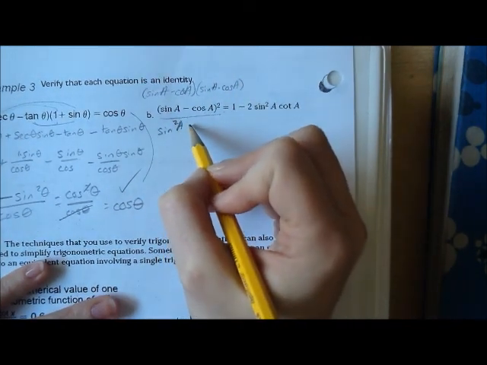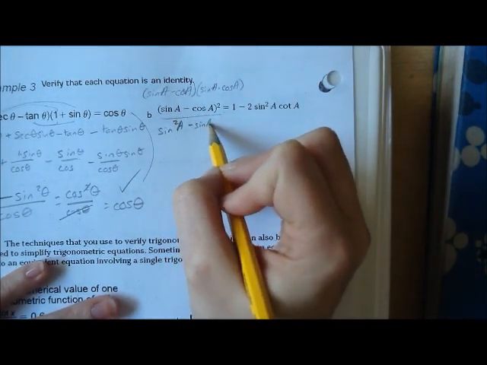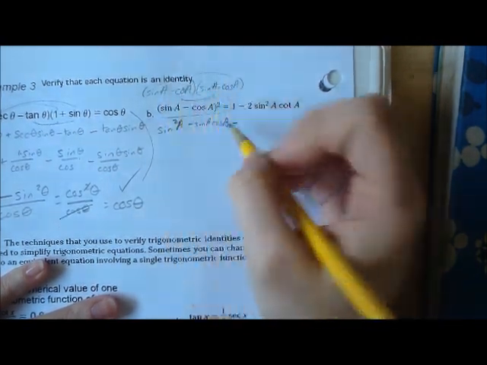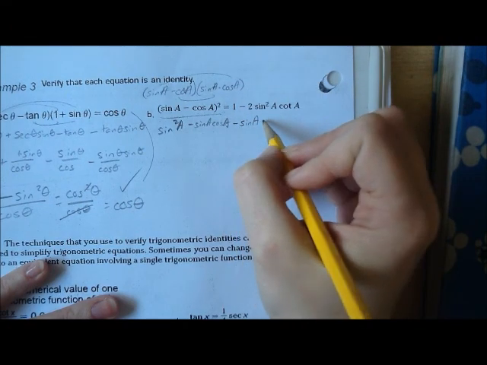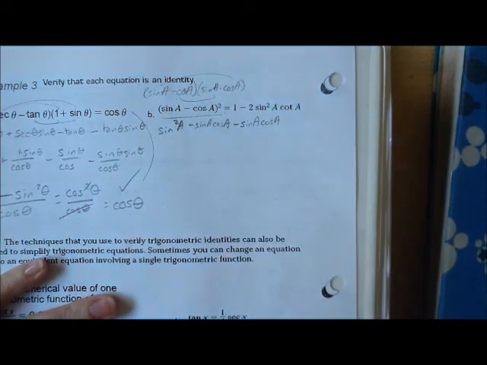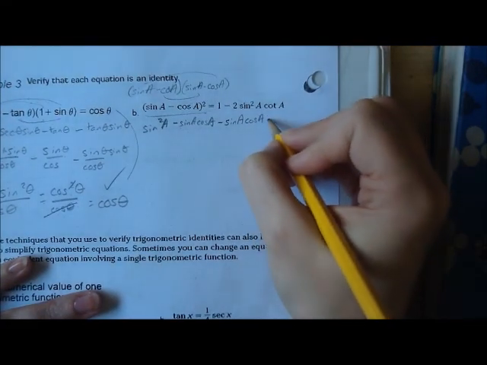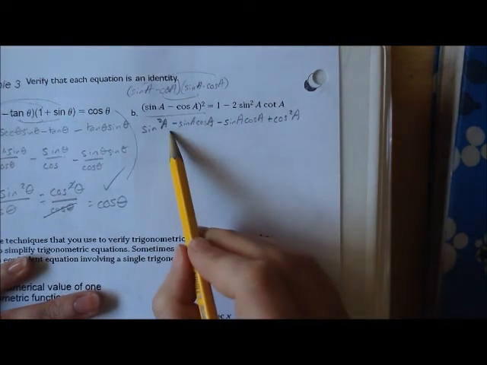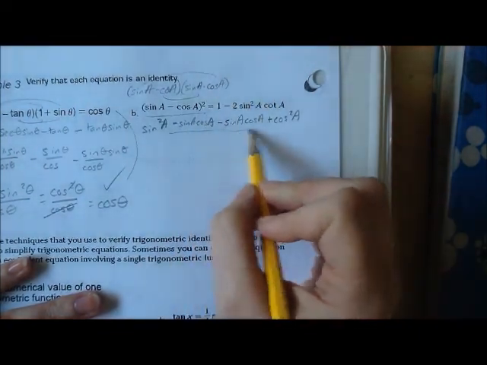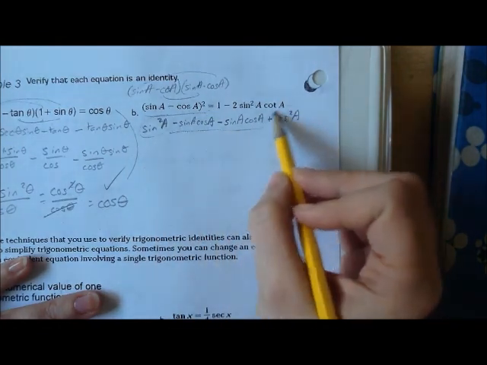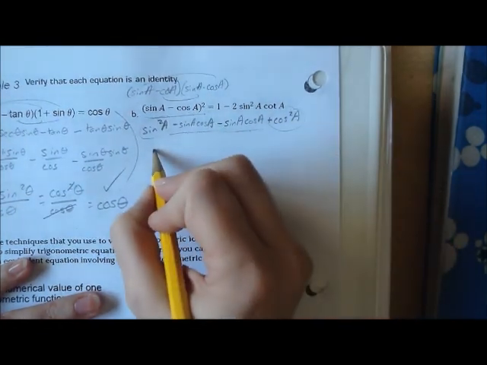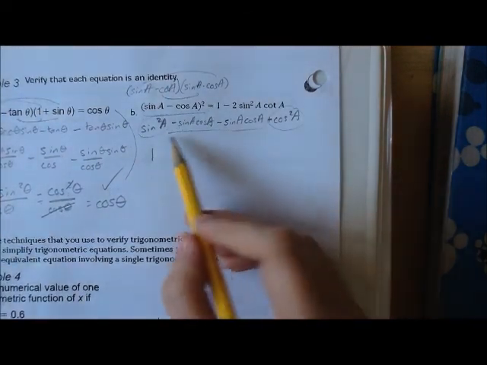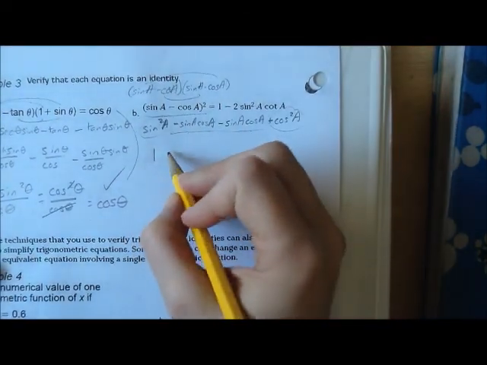Sine squared A minus sine A cosine A minus, so that was this one, now we got this one. And since order doesn't matter in multiplication, I'm going to put this in the same order as the other one. Minus sine A cosine A plus cosine squared A. Okay. Now, sine squared A plus cosine squared A, that equals 1. That's an identity. Just because they're in different parts of the expression doesn't matter. That can be replaced by 1.